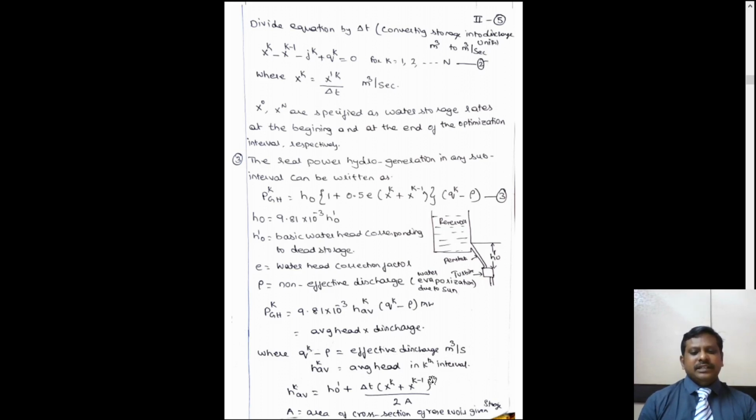So average head in kth interval is represented as average head is equal to h naught dash plus change in time, x power k plus x power k minus 1 by 2a, where a is the area of cross section of reservoir. The detailed derivation can be obtained from the mechanical textbooks. Okay.